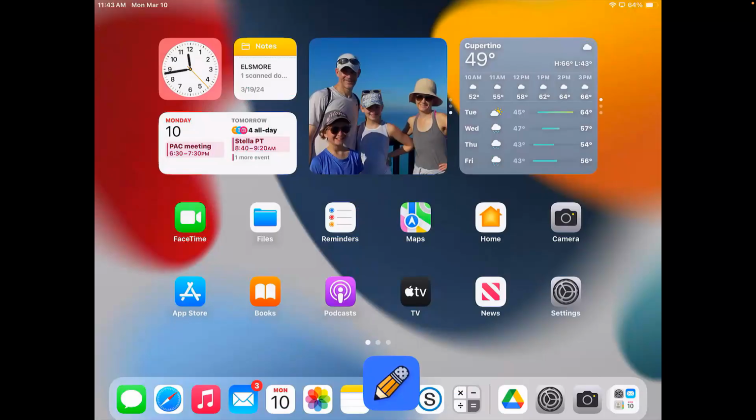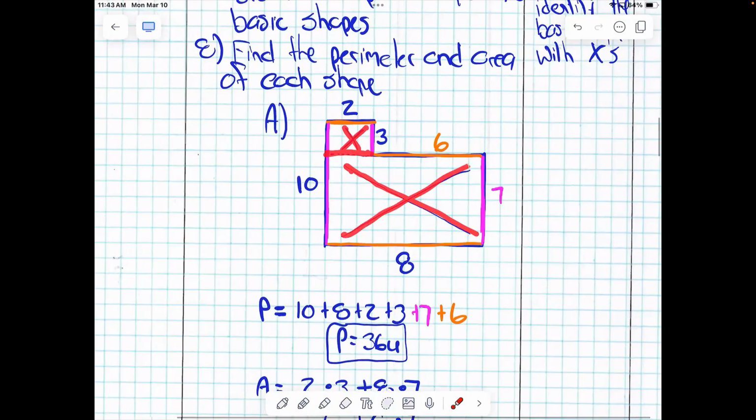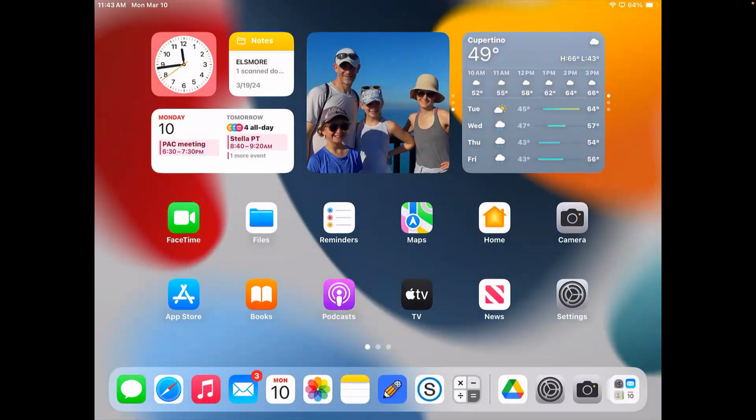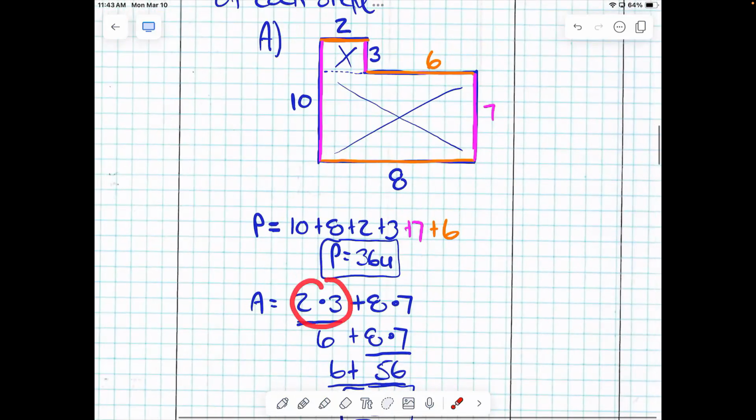Is it important to show what your basic shapes are by putting an X inside of them? Yes. So how do you find the area of this kind of shape? What's the formula, people? What's the formula I said? The formula is base times height, right? So it looks like 2 times 3 would help us find the area of this shape, yes? And then this bigger one, what's the base?